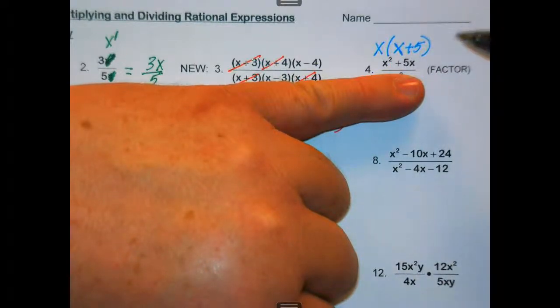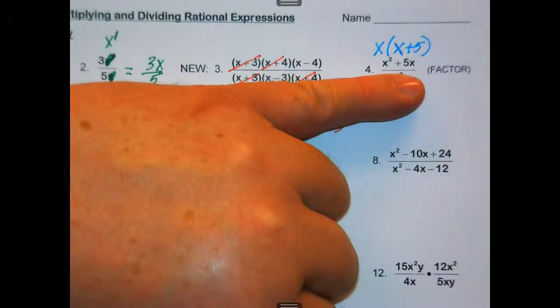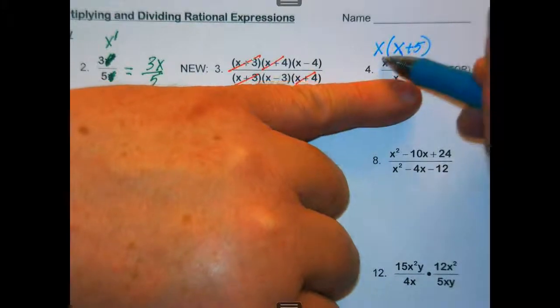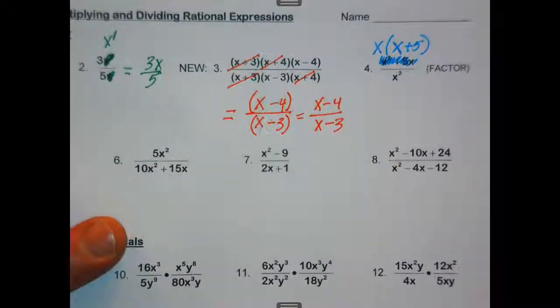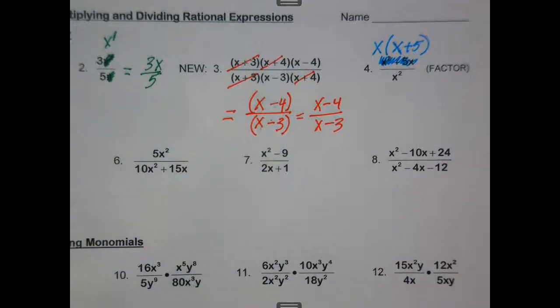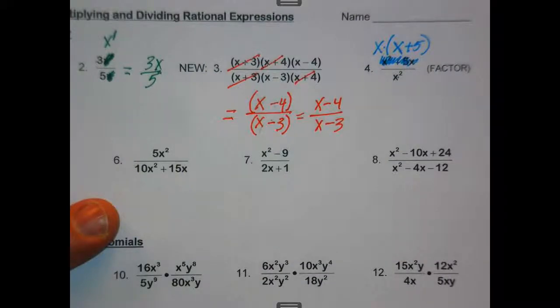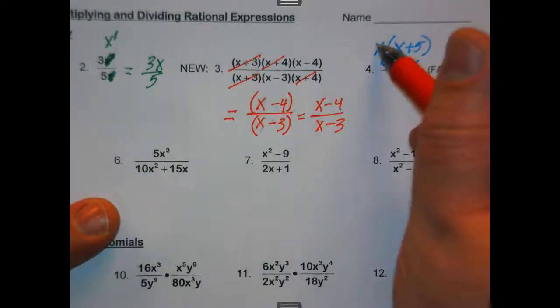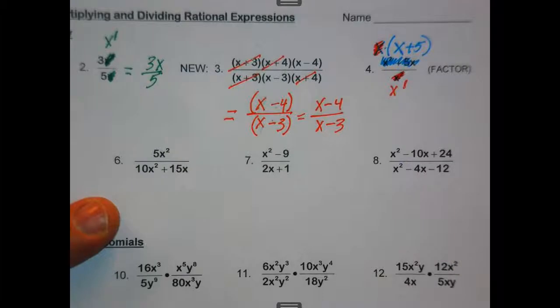Okay. All right. What I did was I undistributed it, right? If I were to distribute this, I get x squared plus 5x. So I am replacing this with x times x plus 5. Now I have multiplication between my x and the x plus 5, don't I? Now I can cancel out as long as I have multiplication. So I can take out one of the x's. And what am I left with?